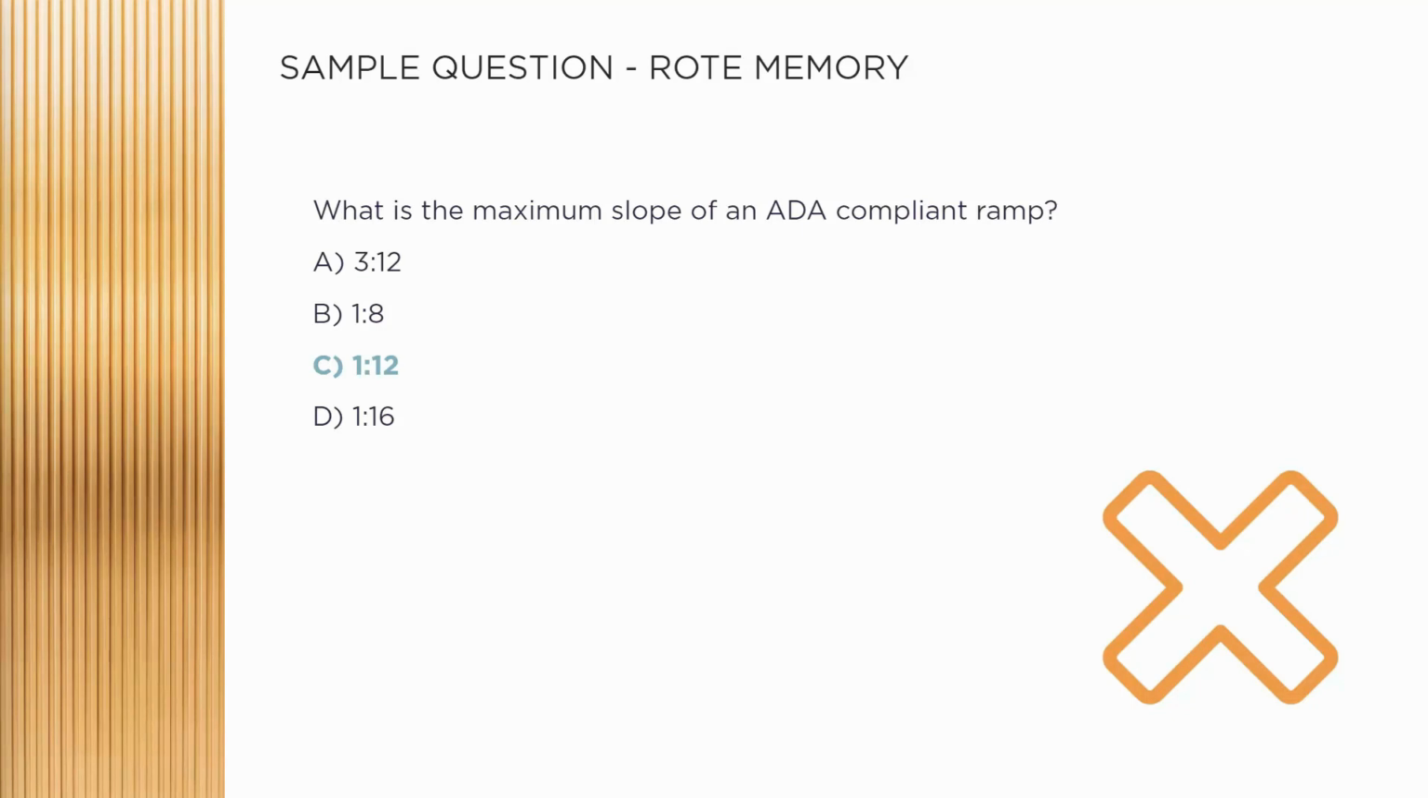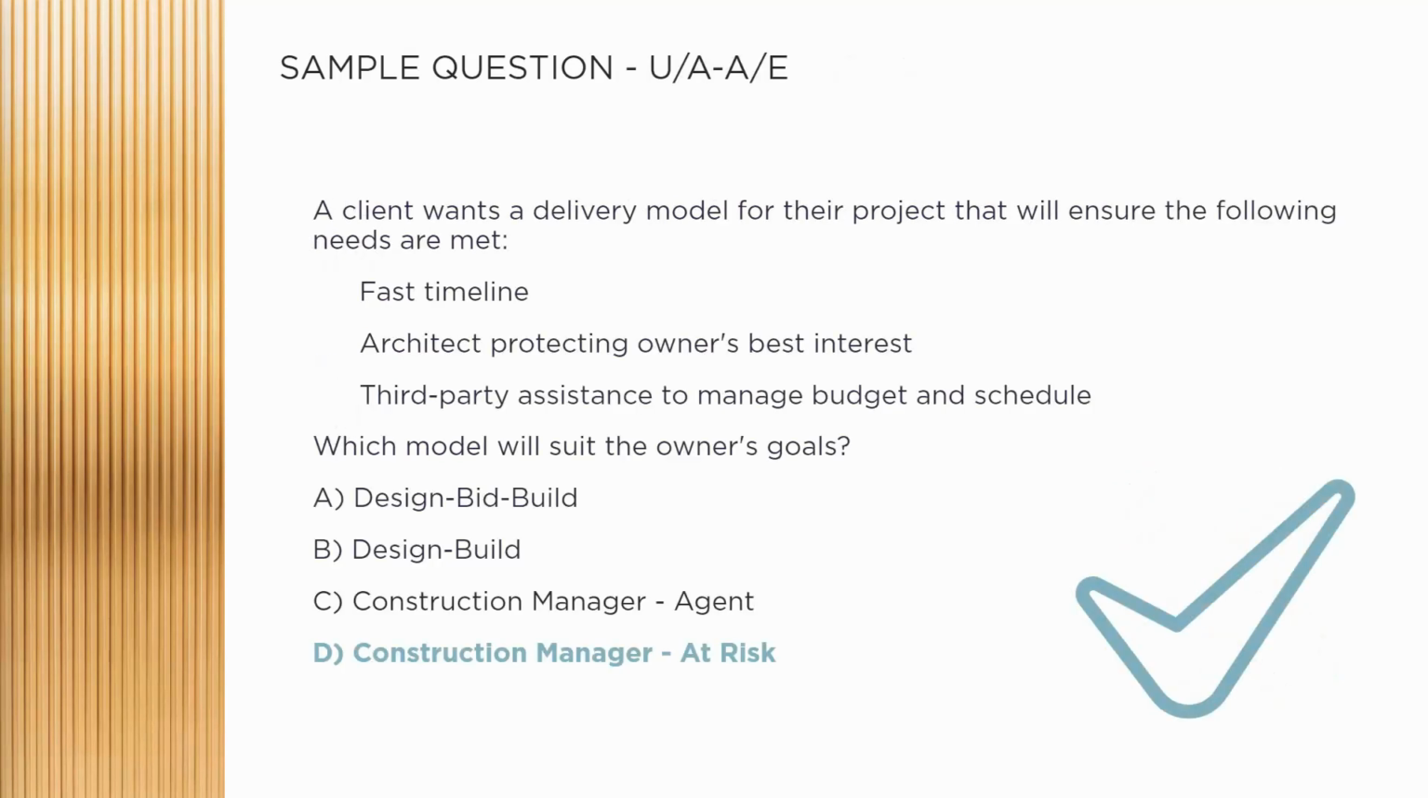It's not very dynamic. And here's an example of a type of question that has gone from rote memory to understanding application or analysis and evaluation. It says, a client wants a delivery model for their project that will ensure the following needs are met. Fast timeline, architect protecting the owner's best interest, third-party assistance to manage budget and schedule. Which model will suit the owner's goals? The answer options, you get them, you pick the right one, and that's because you have to analyze what could be the correct answer and then evaluate the outcome to make sure that it is meeting all those needs.